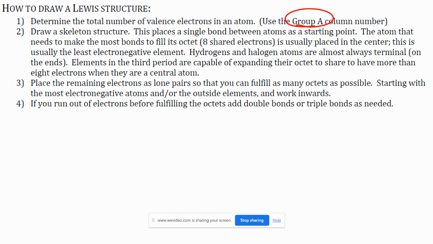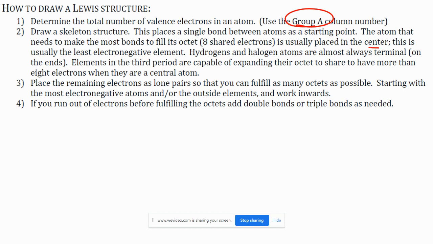So we typically will only be using group A because these are covalently bonded, and those are your nonmetals, and they're in your P block except for hydrogen. Okay. Draw a skeleton structure. So place a single bond between the atoms at a starting point. The atom that needs to make the most bonds to fill its octet is usually placed in the center.